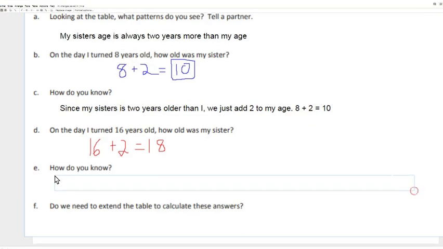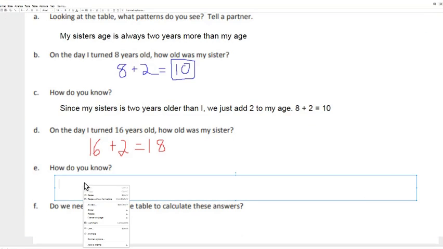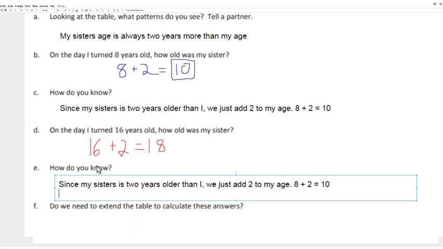You can go ahead and start writing it down because it's the same. It is the same reasoning. Since my sister is 2 years older than I, we just add 2 years to my age. The only thing that's going to change here, of course, is the number. 16 plus 2 is, of course, 18. But it says, do we need to extend the table to calculate these answers?